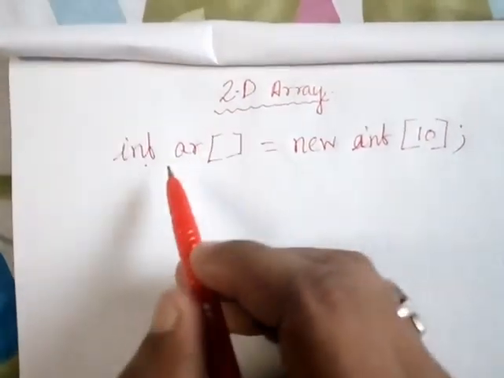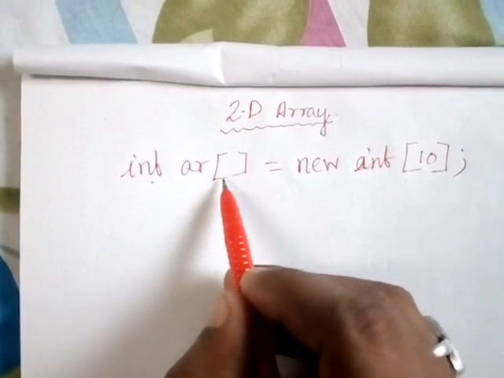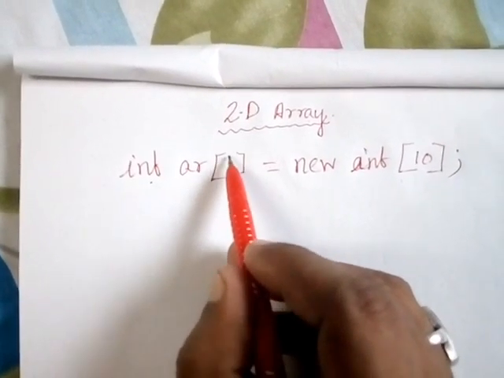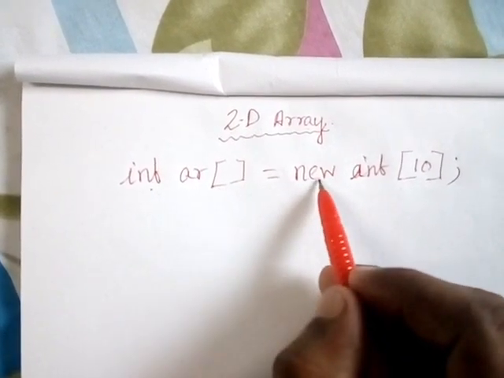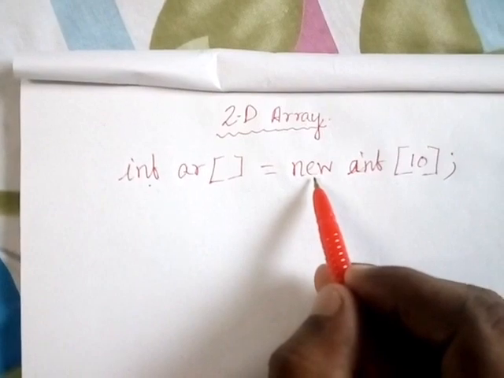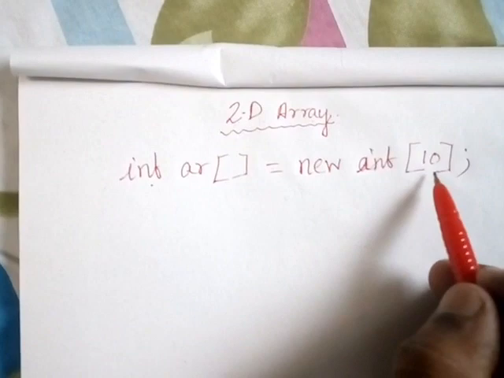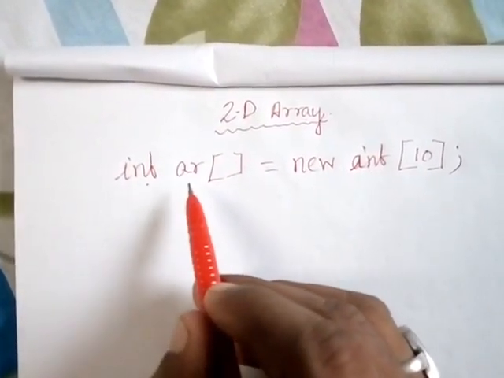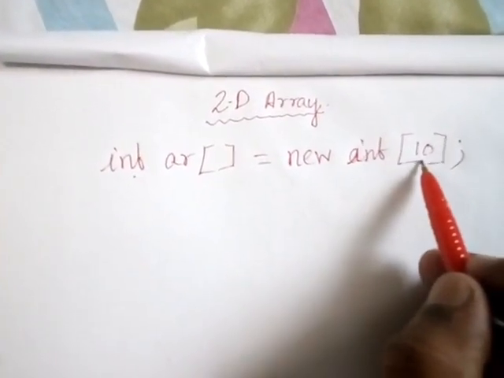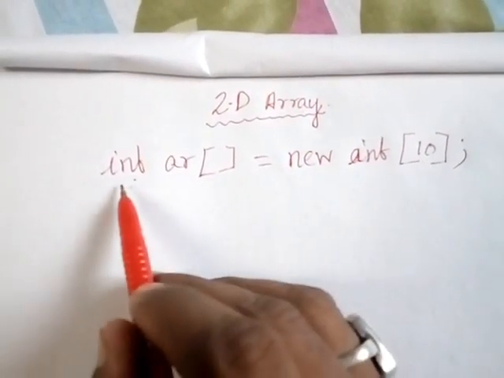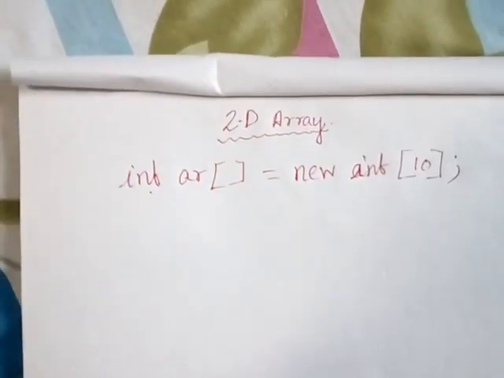See here, int is the data type, AR is the name of the array. This third bracket open-close is called dimension. So how many dimensions? A single dimension. Equal to new: new is the operator for dynamic allocation of memory, then int, then 10. So by this statement I can say that I have declared one array, a one-dimensional array called AR, which can occupy 10 elements or 10 values of integer type. This is the declaration process of a single-dimensional array.